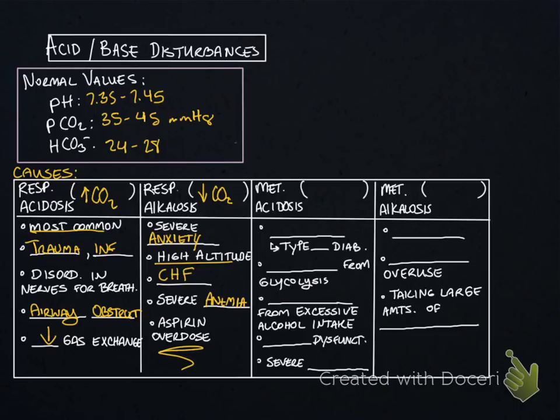Okay. So now if it is a metabolic problem, meaning the kidneys are the problem, then you will see a lower than normal bicarbonate. If it is a metabolic alkalosis, it'll be a higher than normal bicarbonate. Does that make sense?